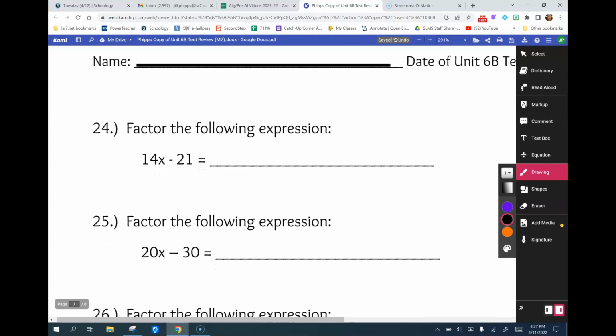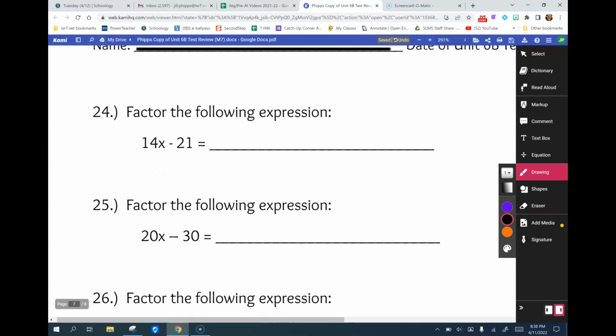Number 24, what do they have in common? What can they both be divided by? Hopefully you said 7. They are both divisible by 7. Now, if you want to cross the line and change a sign, that's fine. What's 14 divided by 7? 2x, exactly. Minus, what's 21 divided by 7? 3.